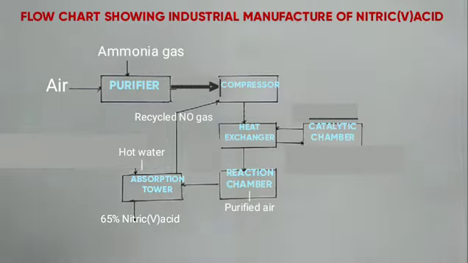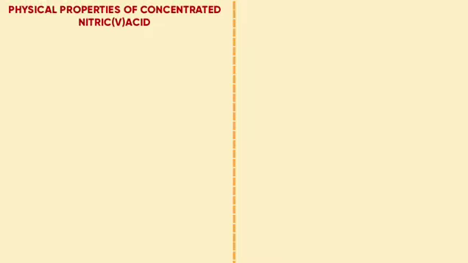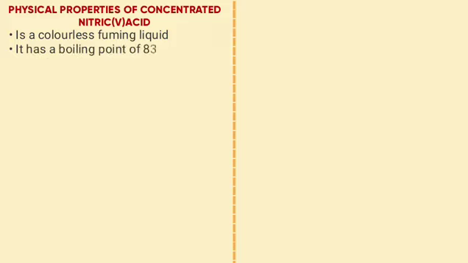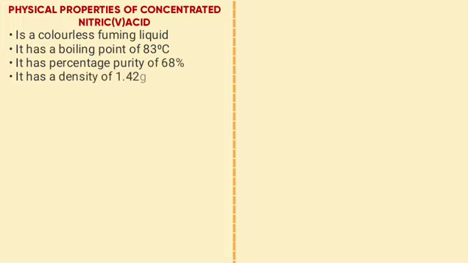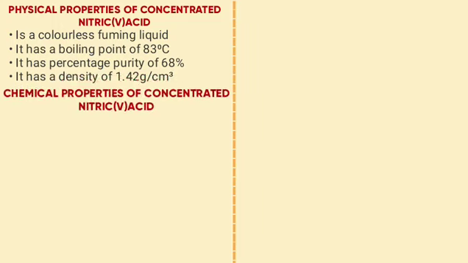Now, the physical properties of concentrated nitric 5 acid include: it is a colorless fuming liquid. It has a boiling point of 83 degrees Celsius. It has a percentage purity of 68%. It has a density of 1.42 grams per centimeter cubed. Chemical properties of concentrated nitric 5 acid.